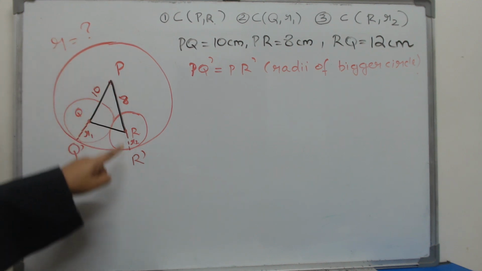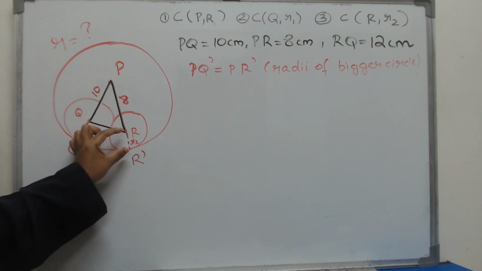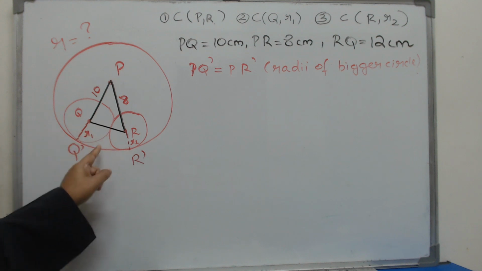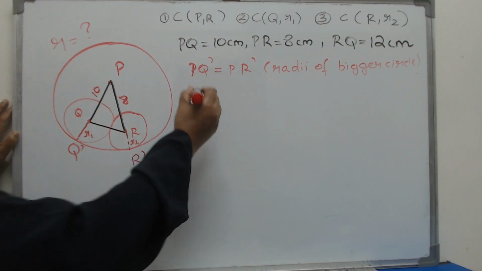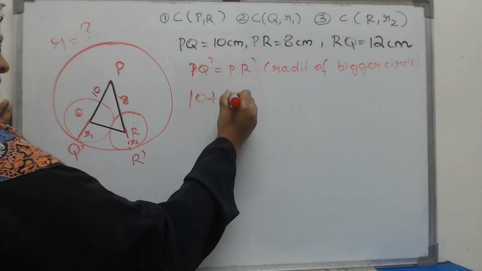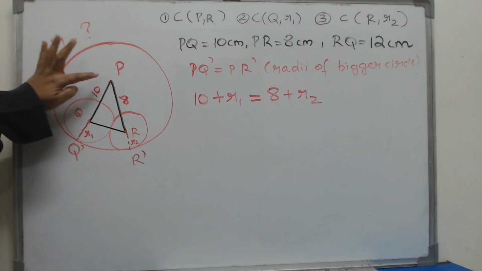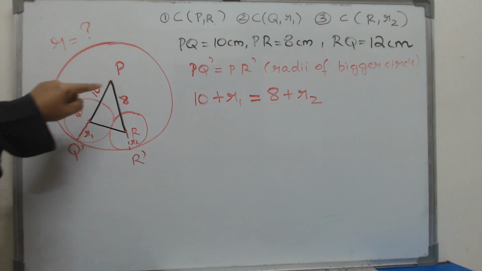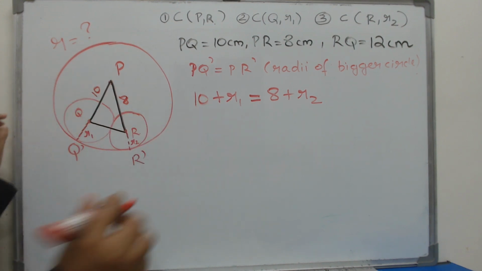What about this side here? This much we know to be 8. But what is this small part here? It is the radius of this second circle. So this is 10 plus R1. And this other one is what? It is 8 plus R2. So that means 10 plus R1 and 8 plus R2 are both the same, which means what?